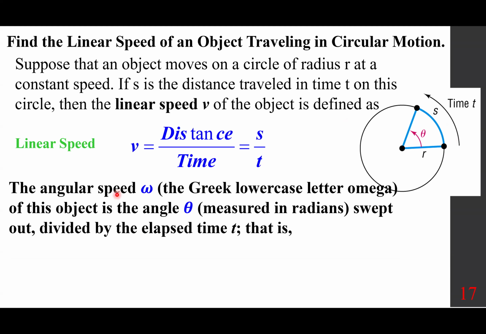The angular speed, omega, the Greek lowercase letter omega, of this object is the angle theta, measured in radians, swept out, divided by the elapsed time t. That is, as the linear speed is defined as distance over time, angular speed, omega, is defined as angle over time, theta over t. It makes perfect sense. So we want to find the relationship between the two.